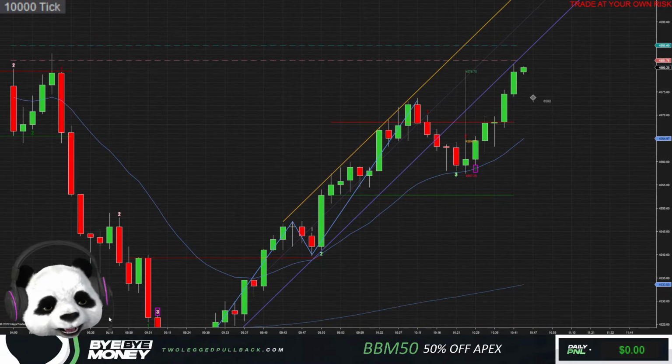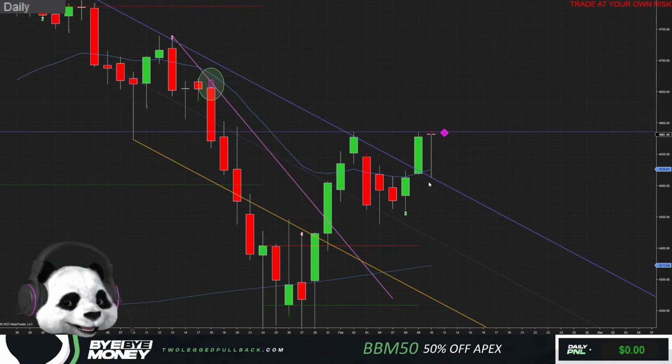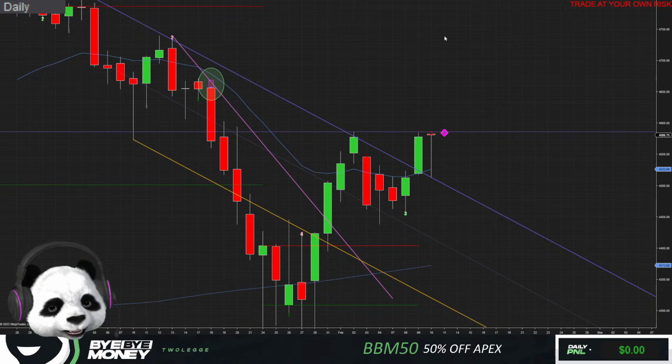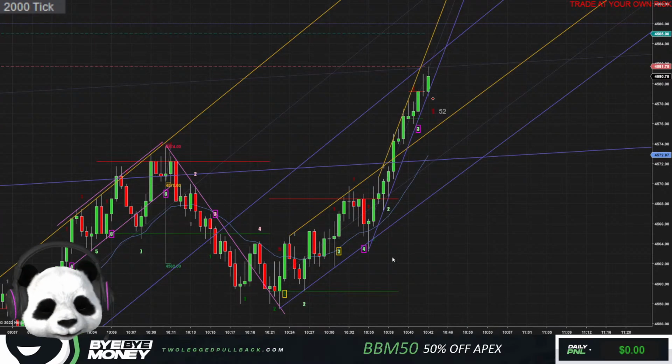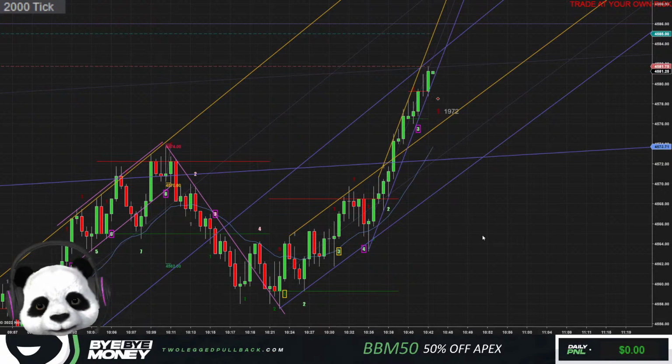If we break yesterday's high, the daily actually created an outside bar reversal. Oh man, that's insane. Outside bar reversal, and we might push up higher. Actually fill that gap, hit yesterday's close.